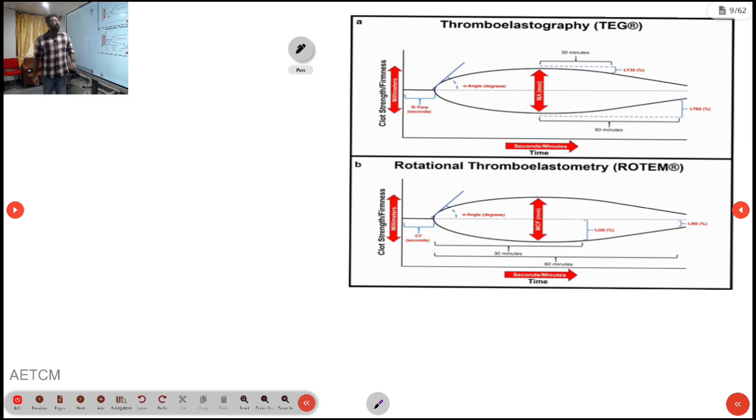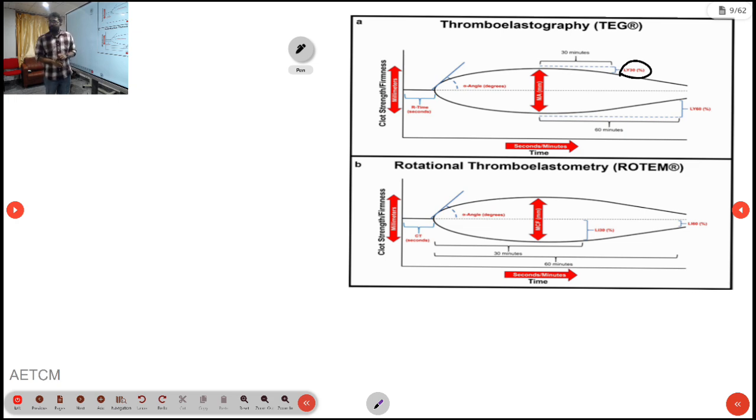So here we can see that the LY30 is the percentage of amplitude decrease from the maximum amplitude to 30 minutes after it. So that is the LY30 in the case of TEG. You look at the maximum amplitude, mark it, and after 30 minutes you see what the amplitude is.